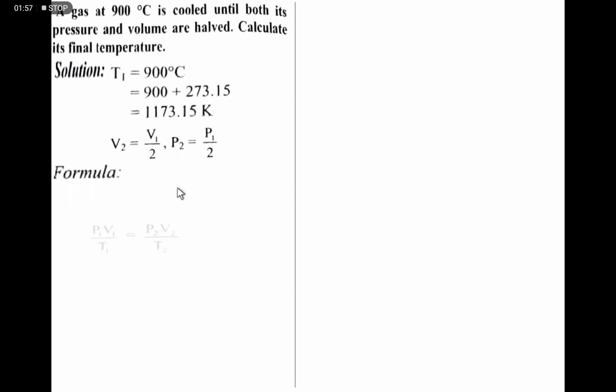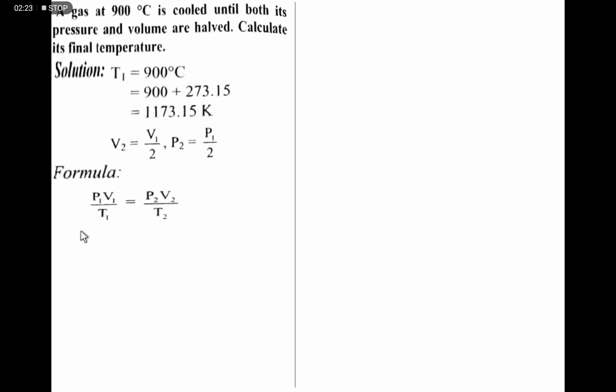So we'll use the formula. We are familiar with the formula. This is the ideal gas equation, PV is equal to RT. R is constant. So this ratio, that is P1 V1 divided by T1, is equal to P2 V2 by T2, is constant.